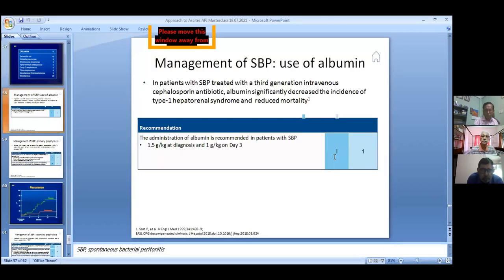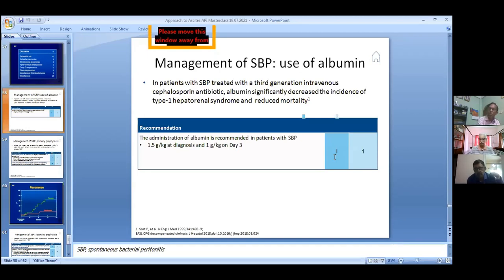So regarding the management, whether you should use albumin also in patients with SBP treated with the third generation cephalosporin antibiotic. Albumin significantly decreases the incidence of renal dysfunction and also mortality. So albumin is indicated in managing spontaneous bacterial peritonitis. The dose is 1.5 gram per kg of body weight.